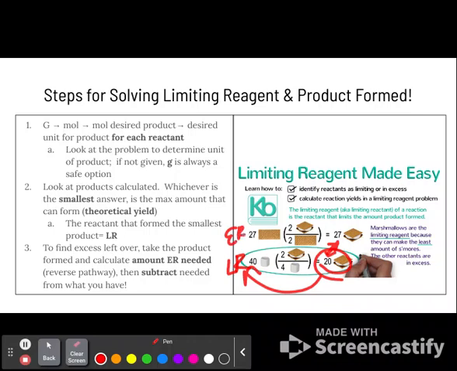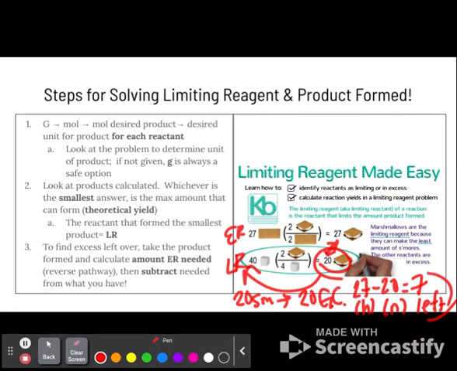I made 20 s'mores. So you would say, okay, 20 s'mores. To make that, I needed 20 graham crackers. Okay. I had 27. So you would do 27, which is your have, minus 20, which is your need. You have 7 left over. So that's how you would calculate your amount of excess left over, just as a basic example.